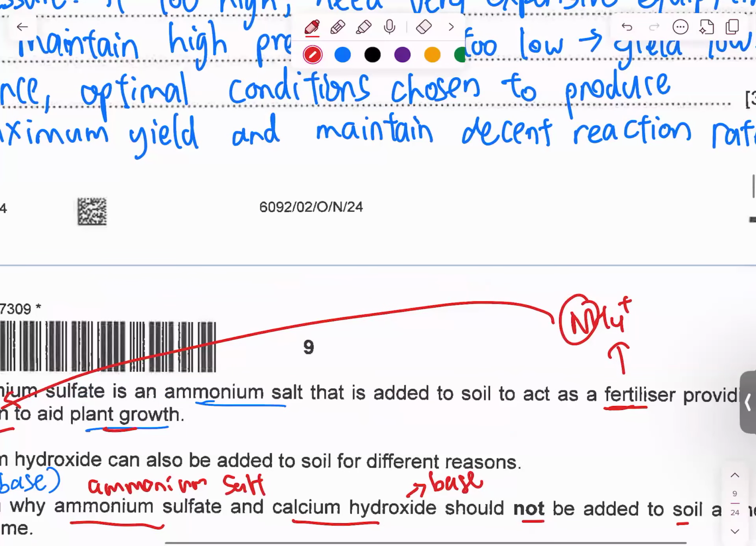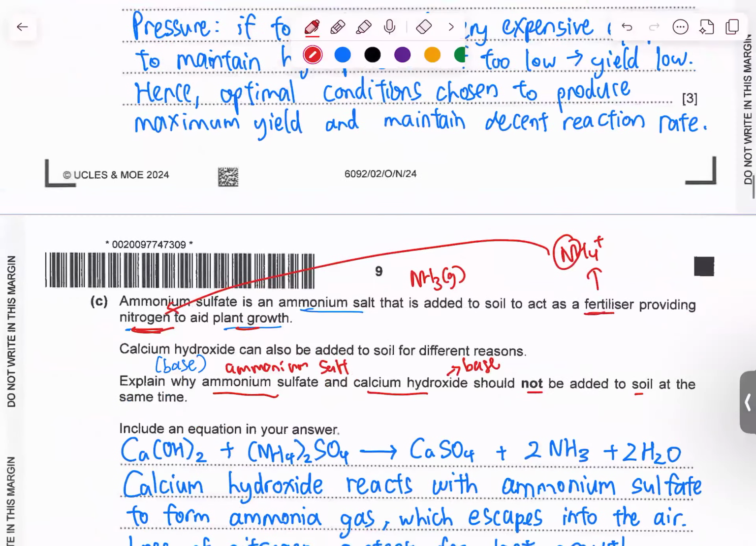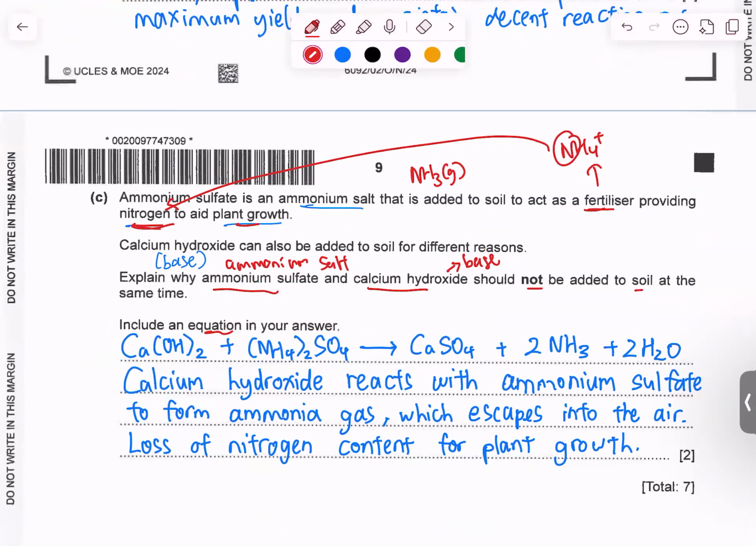The fertilizer is to provide nitrogen content, correct? What does ammonia contain? Ammonia gas contains nitrogen, right? So if your ammonia gas flies into the air, what's going to happen? You have less nitrogen content to aid your plant growth. Okay, so you're expected to write the equation and then explain that it will react with ammonium sulfate to form ammonia gas, which escapes into the air, loss of nitrogen content for plant growth.